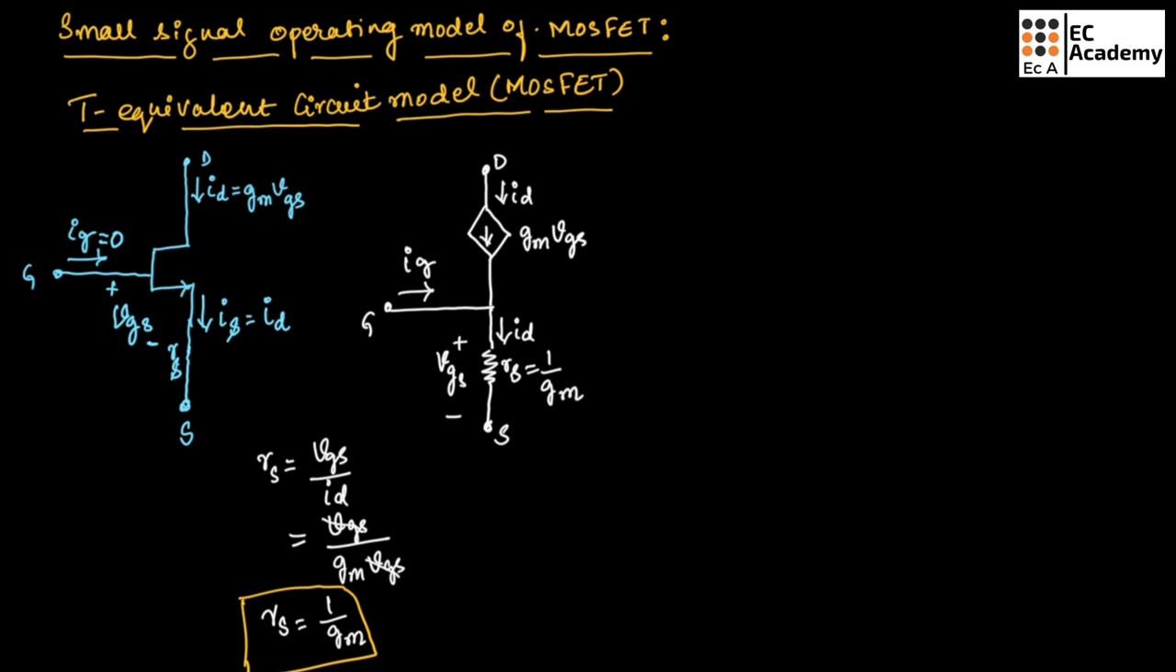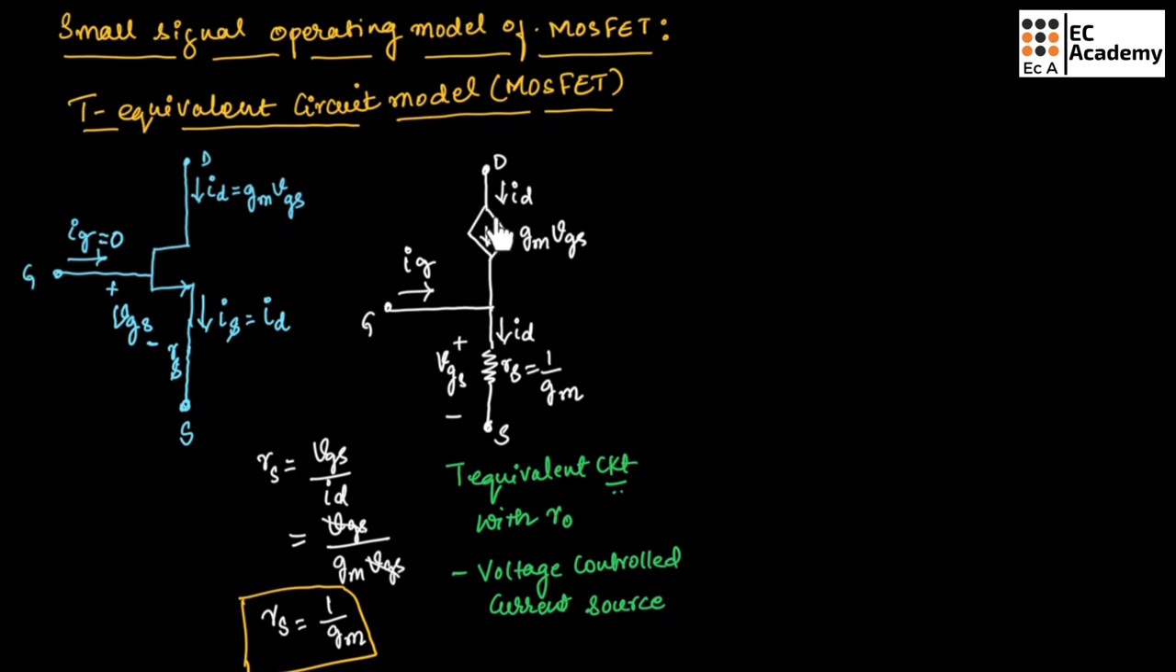So this is the T equivalent circuit for MOSFET without internal resistance r0. This equivalent circuit is known as a voltage controlled current source. Since this current source is controlled by VGS, which is the voltage across gate and source terminal, that's why this T equivalent circuit is known as a voltage controlled current source.